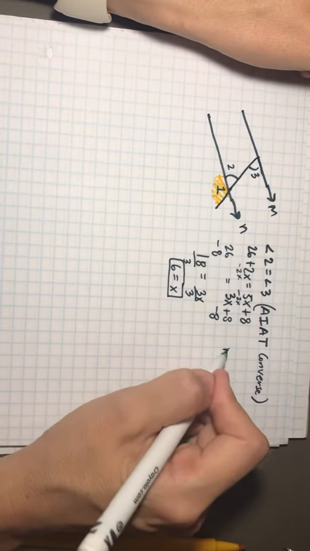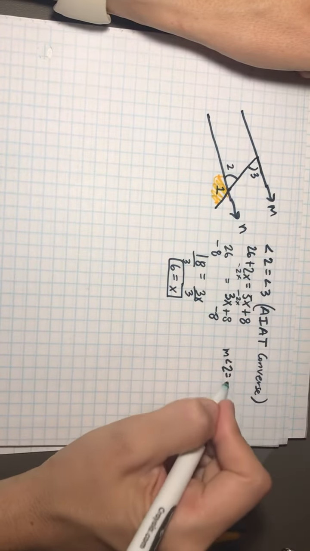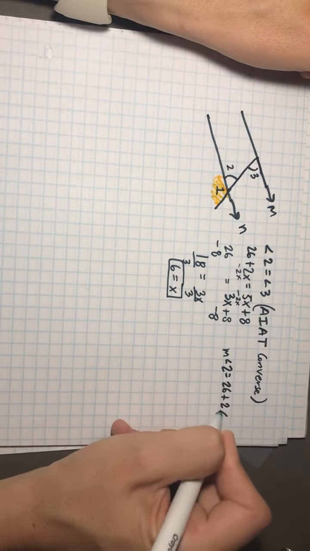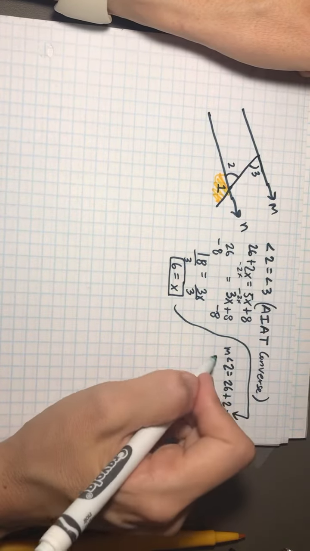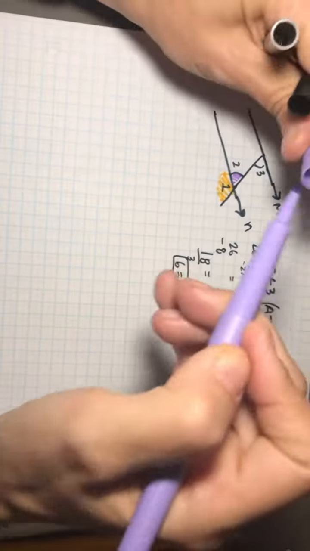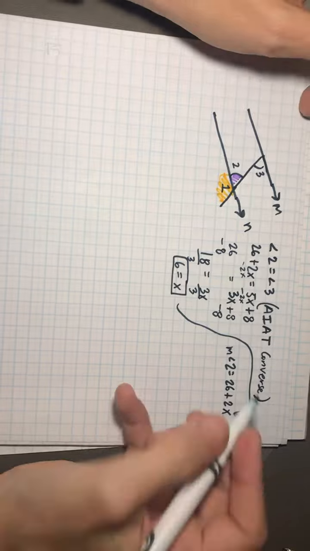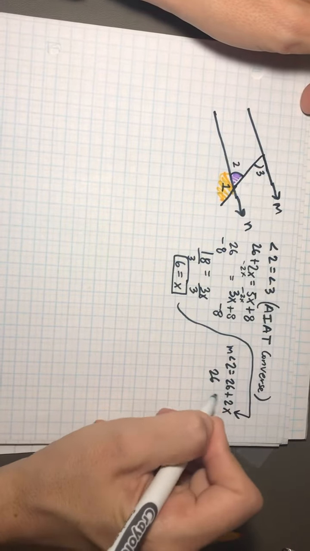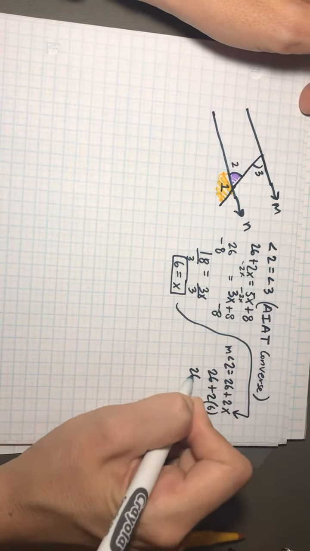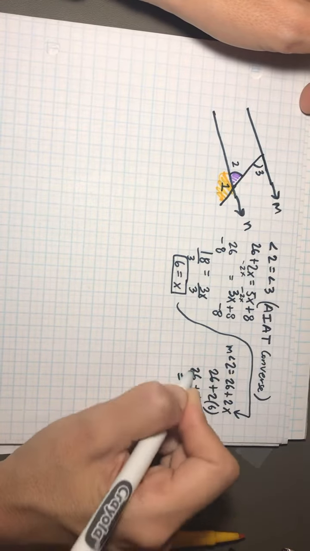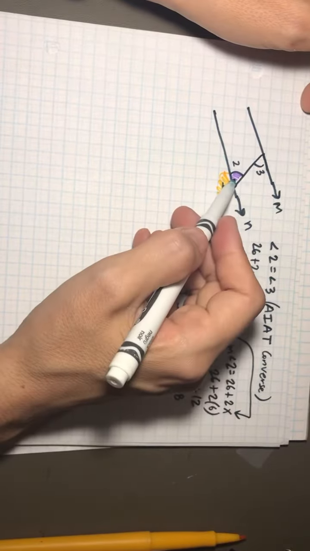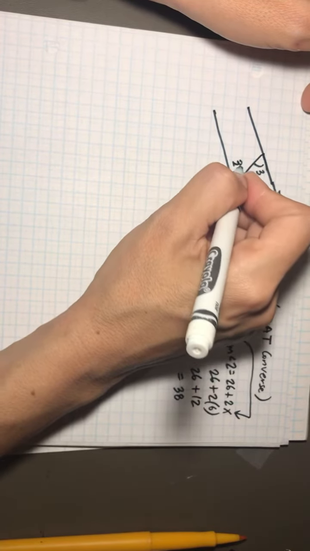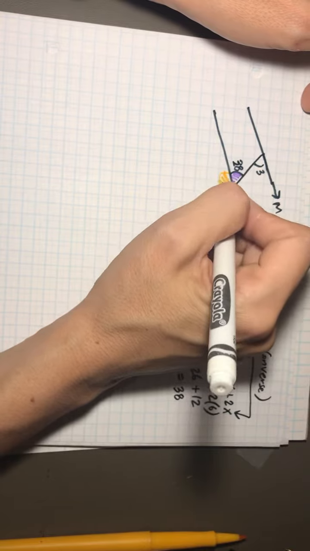So we were told that the measure of angle 2 was 26 plus 2x. So now that we know what the x is, we can substitute it in. So the measure of angle 2 would be 26 plus 2 times 6. So 26 plus 12 would have to be 38. So now that we know that this is 38 degrees, we can pretty much figure out what angle 1 is.